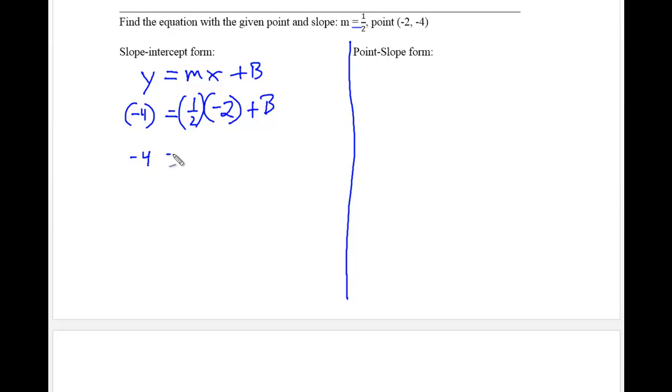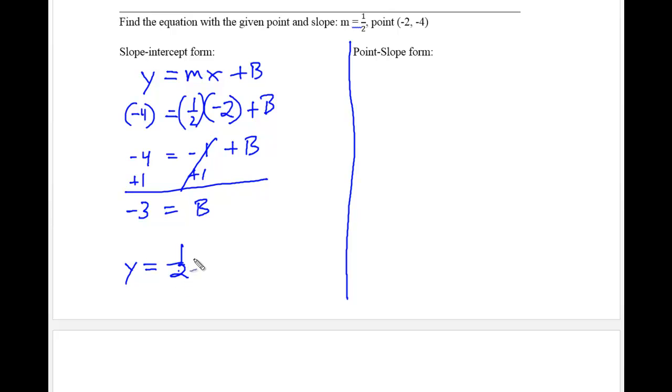So negative 4 is going to be equal to 1/2 times negative 2, which is negative 1, plus b. And the opposite of negative 1 is adding 1 to both sides using our inverse operations. That simplifies to 0. Negative 3 is equal to b. So my end answer to this problem is y equals 1/2 x minus 3, or plus negative 3 if you wish.